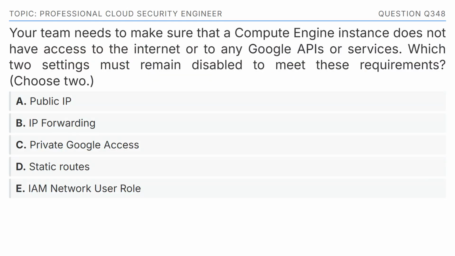Your team needs to make sure that a compute engine instance does not have access to the internet or to any Google APIs or services. Which two settings must remain disabled to meet these requirements? Choose two. The options are: Option A, Public IP. Option B, IP forwarding. Option C, Private Google access. Option D, Static routes. Option E, IAM network user role.